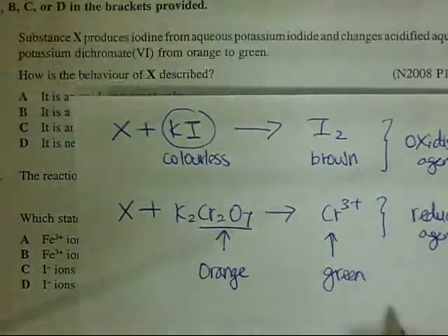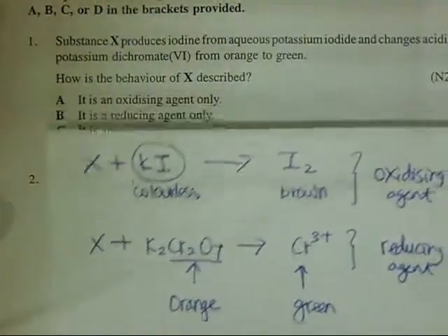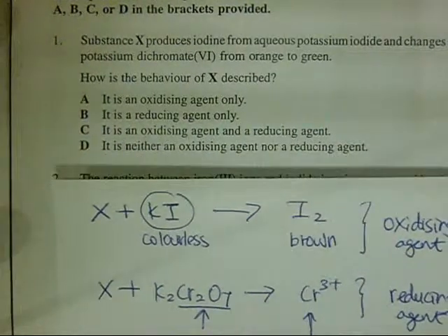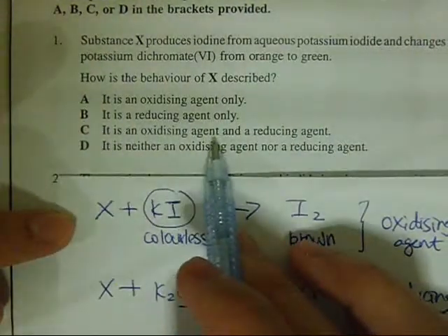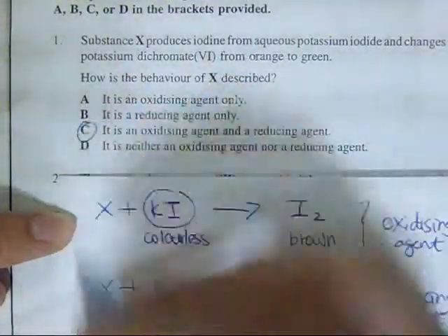Okay, so how is the behavior? Back to the question, how is the behavior of X described? It is an oxidizing agent and a reducing agent. So the answer is C.